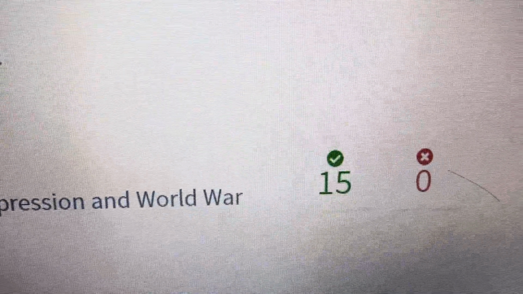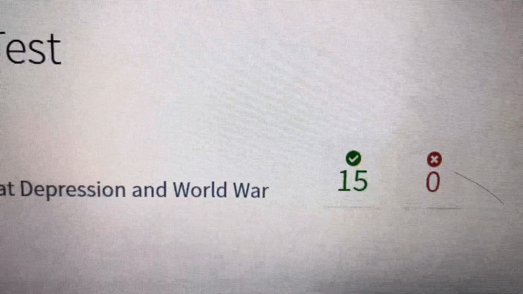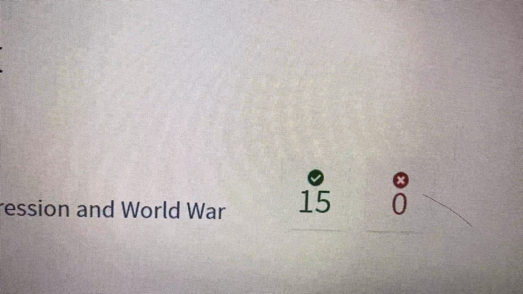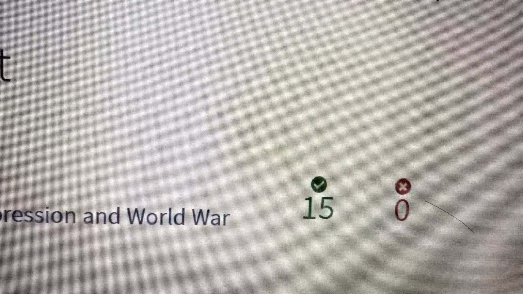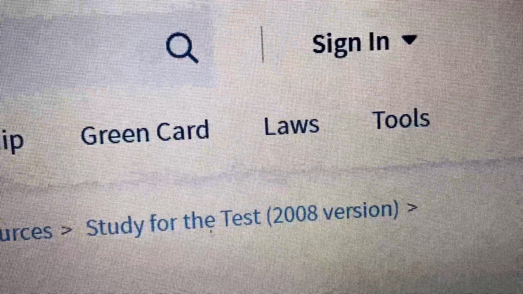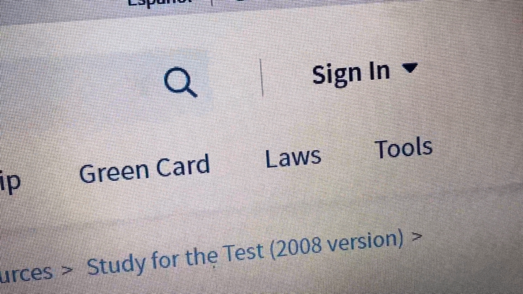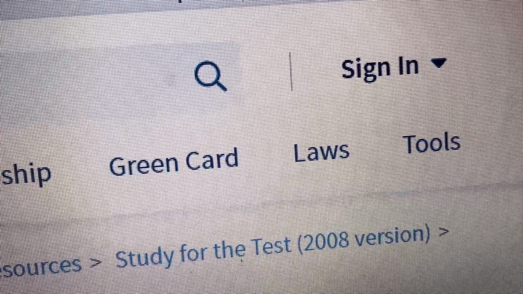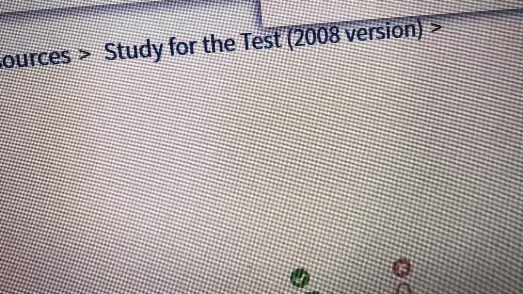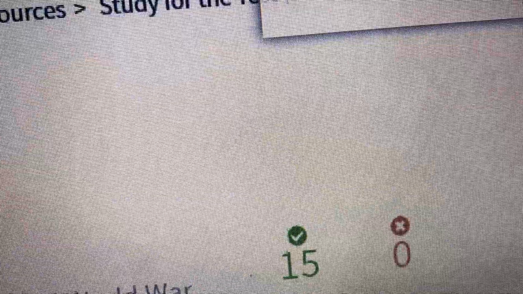Next question. Who was president during the Great Depression and World War II? Who was the president during the Great Depression and World War II? My goodness. If there are no choices, I don't know the answer. So I failed this question already. If there are no choices, World War II, I forgot who it is.